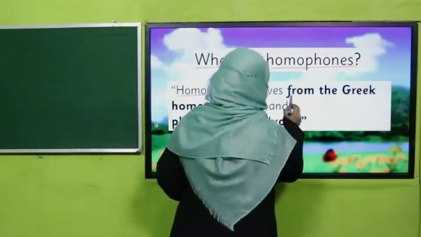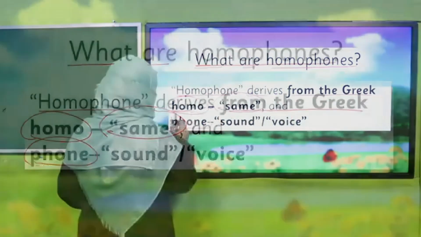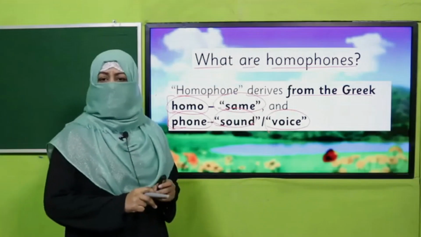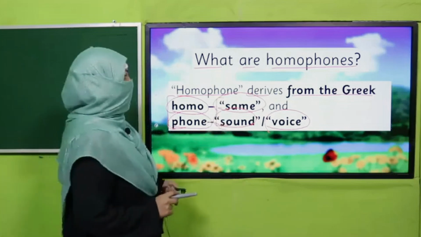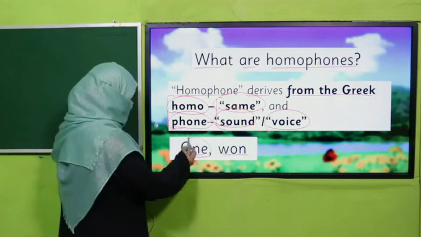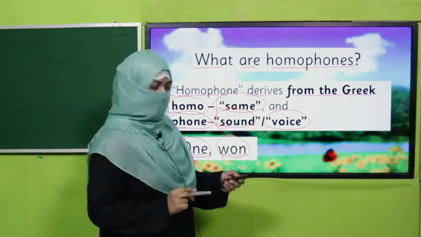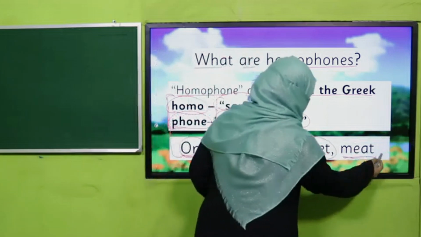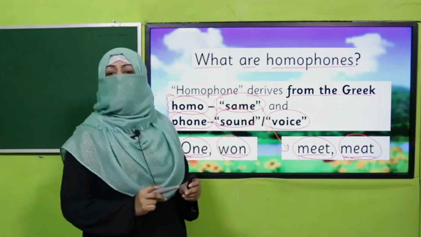Homophone is basically derived from the Greek word homo, which means same, and phone, which means sound or voice. So homophone together means words which sound the same. All right, like one and won. Now you see their spellings are different, but their pronunciation is the same. That's why they are homophones. They have the same sound. Meat and meet. Their spellings are different, but they are homophones because they are pronounced in the same way.